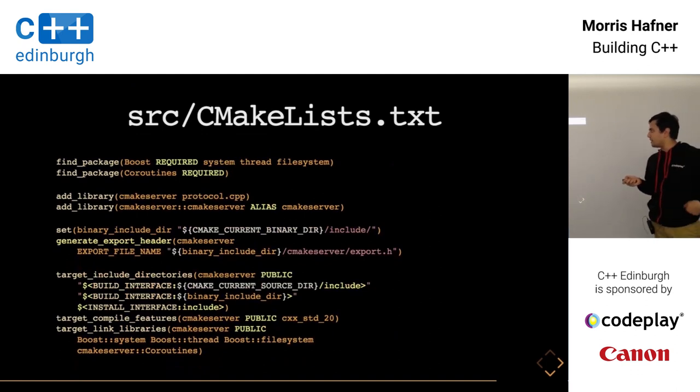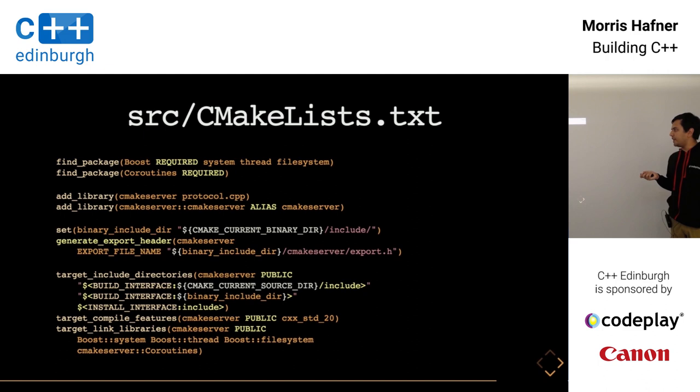Then my source CMake lists. Yeah, this is just me building my package. So I'm finding my package boost. Depends on system, thread, file system, depends on coroutines. I add my library. CMake server currently just has one source file. Then I have added my alias here so I can use my namespace and prevent any stupid errors from typos.